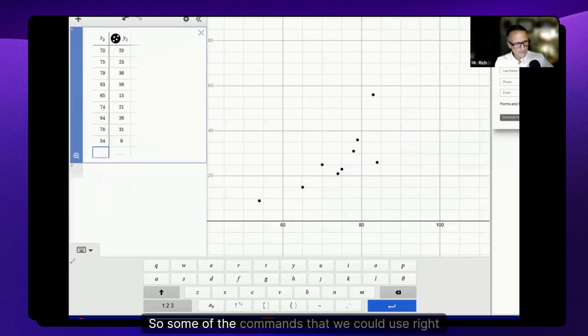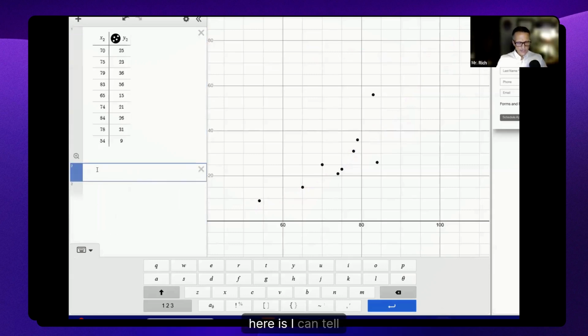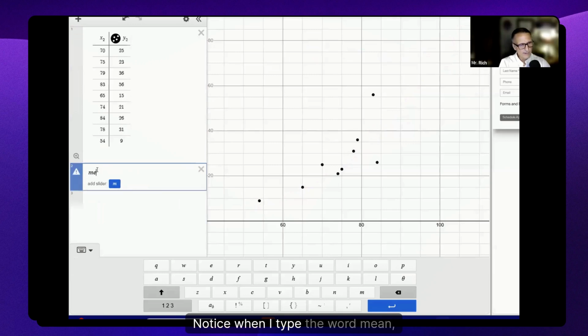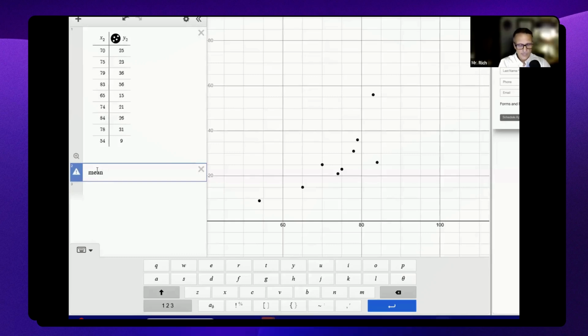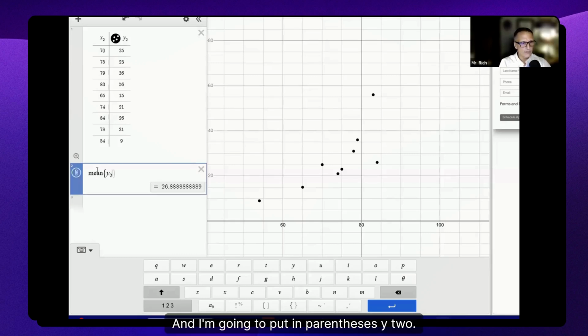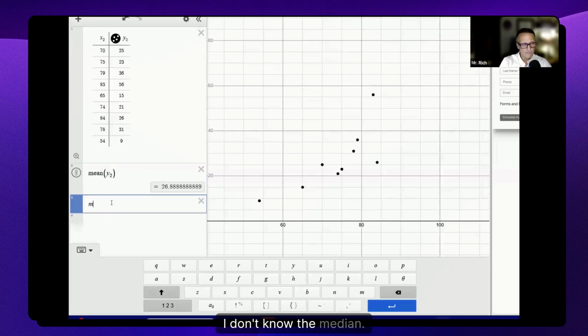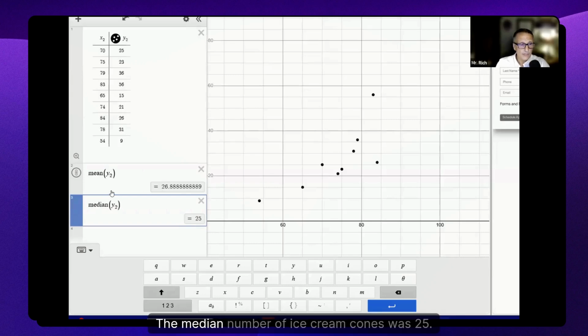All right. So some of the commands that we could use right here is I could tell Desmos, I want to know the mean value. Notice when I type the word mean, it's in italics until I get to the end, and it realizes that the keyword there is mean. And I'm going to put in parentheses Y2. And it shows me that the mean number of ice cream cones of all of these ice cream cone numbers here is 26.89. Some other statistics, I don't know, the median. I can tell it I want to know the median of Y2. It's 25. The median number of ice cream cones was 25.